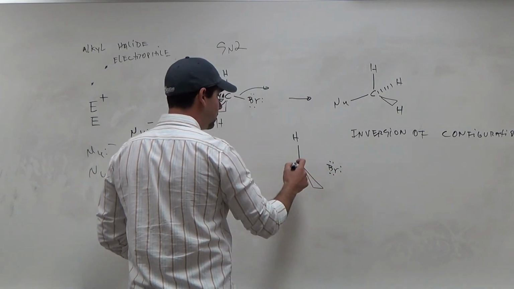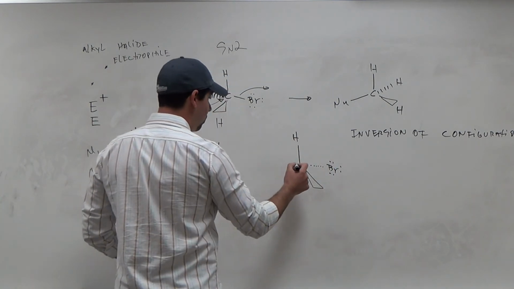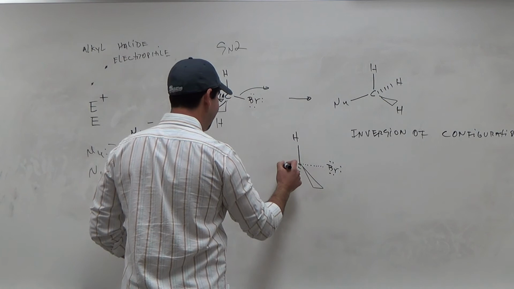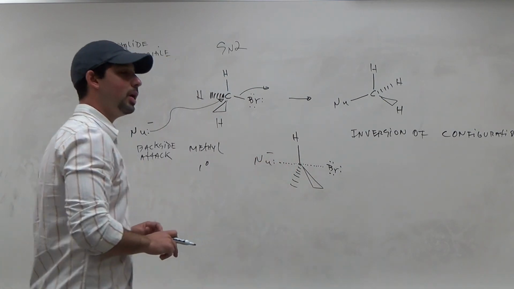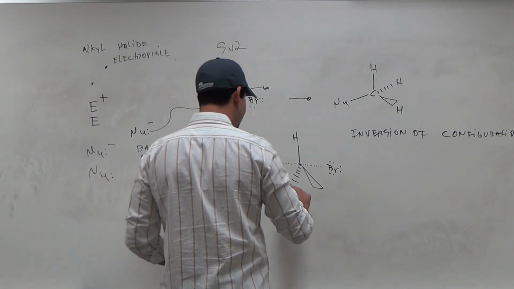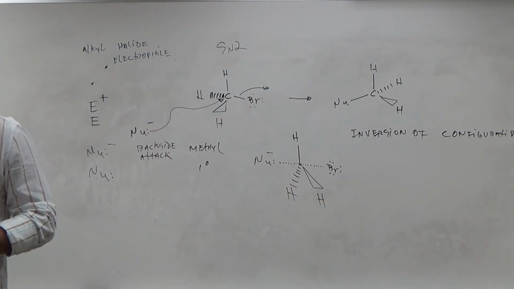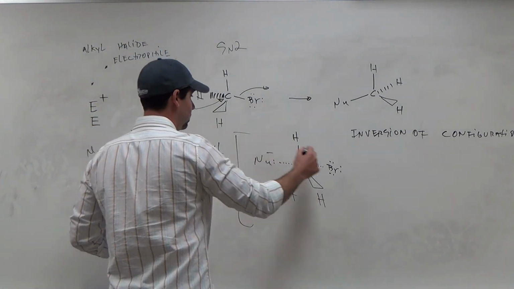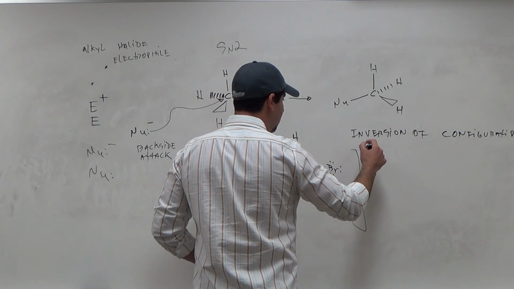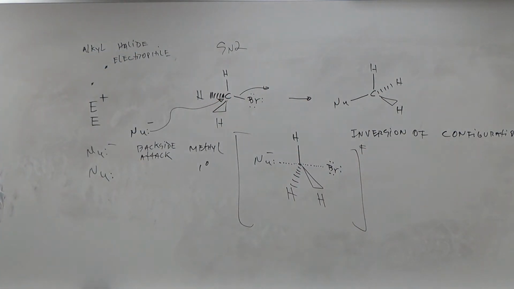Let's not write it like this. Let's say the bromine is leaving while this is forming. The nucleophile is forming a new bond. This is a pentavalent transition state. Do you have to put the brackets with the telephone sign? You could, yeah, like this. Transition state.